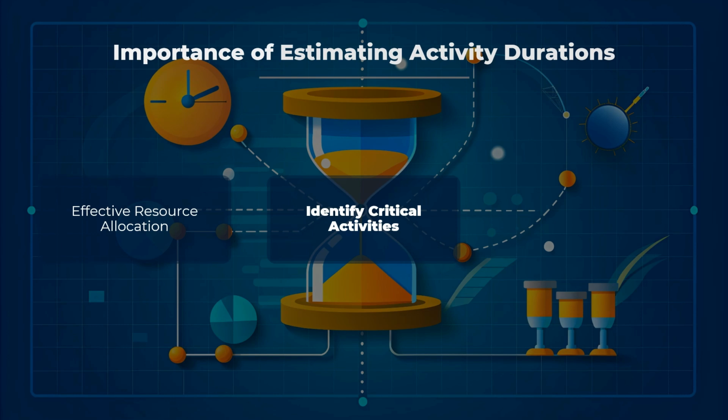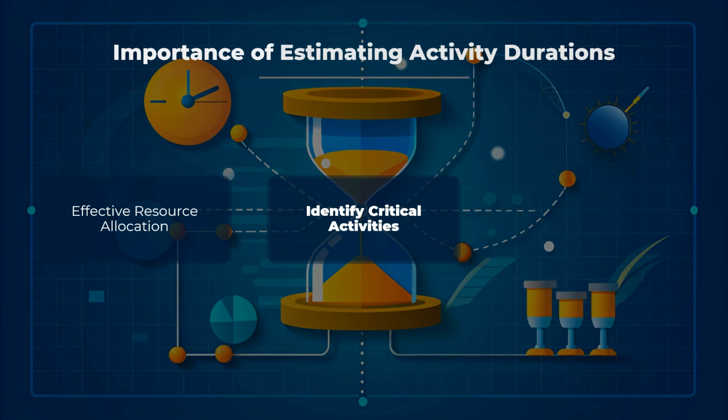Critical path method: estimating durations is essential for identifying the critical path, which is the sequence of activities that determines the project's shortest possible duration. Focus on key tasks: knowing which activities are critical helps project managers focus efforts and resources on tasks that directly impact the project completion date. Mitigate risks: identifying critical activities early allows for proactive risk management and contingency planning.